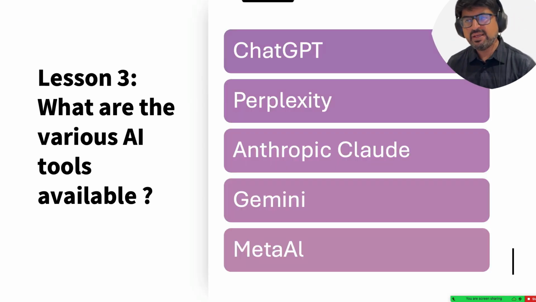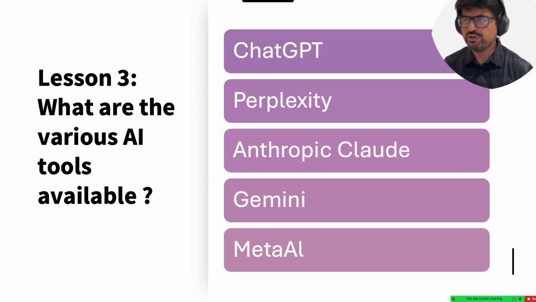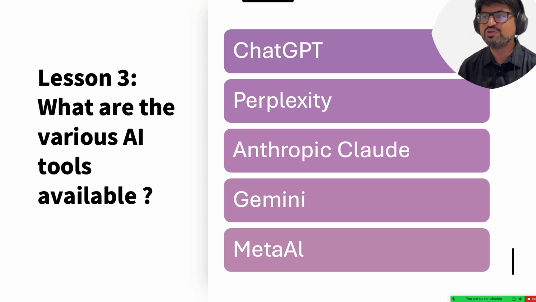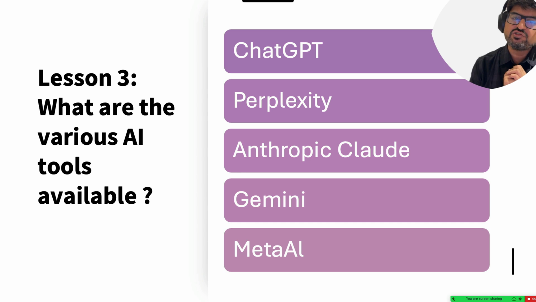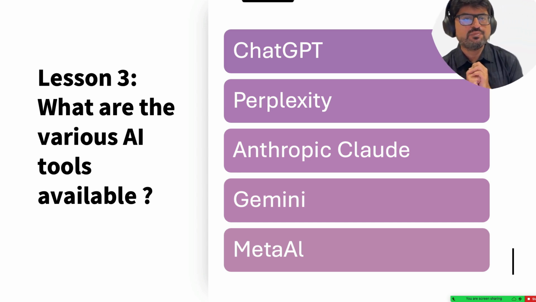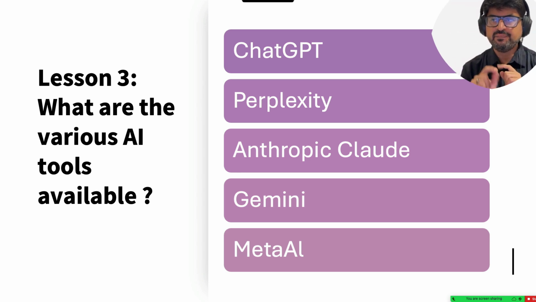Now, there are many AI tools, but these are the famous ones. ChatGPT is famous, Perplexity is famous. We are going to discuss Perplexity today in great detail. Anthropic Claude is my favorite. Anybody who knows me knows that Claude is my absolute favorite AI tool. Gemini is from Google, and Meta AI is from the Facebook and Meta group. So these are all AI tools. The AI that you use in your WhatsApp is Meta AI.